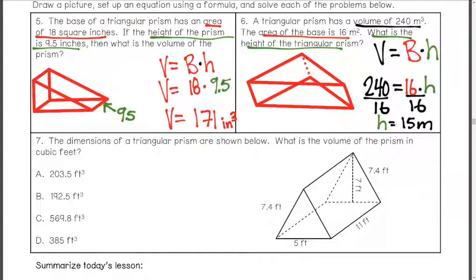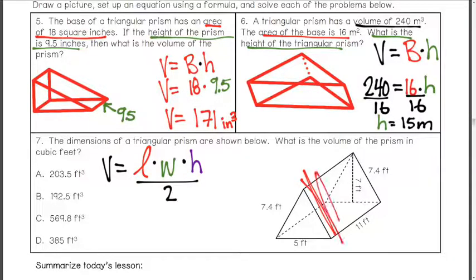Last example. The dimensions of the triangular prism are shown below. What is the volume of the prism in cubic feet? Starting out on these ones, again, I have my formula, volume equals length times width times height. I need to know which numbers to use because there's a lot of random numbers. If I cover up the shape and ask, what's the base of this triangle? Well, the base could be 5 or 7.4, but I know over here that the height of this triangle is 7, and the base is always perpendicular. So the base is 5, and the height is 7.